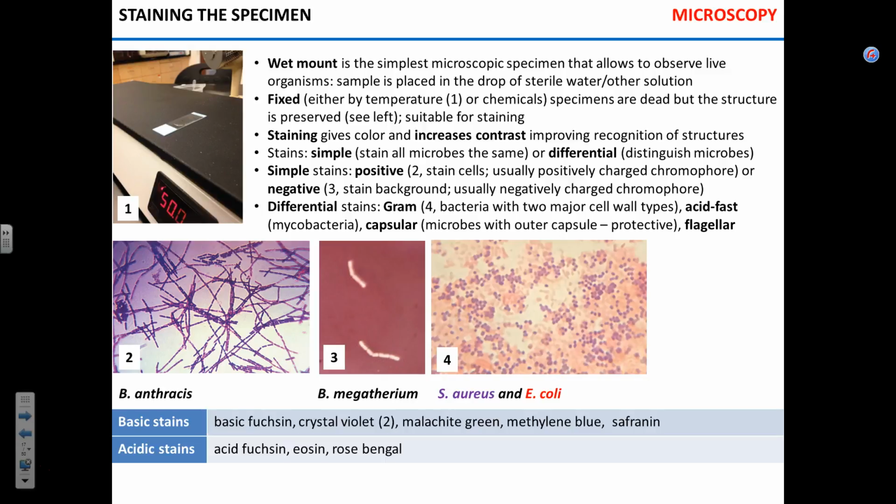Okay, next it's time to talk about staining. So, how do we do staining? We usually, well, not usually, we actually don't do staining on live specimens. We need to kill it first. Looks awful. How do we kill it? So, first of all, what is the simplest way to produce the microscopic specimen?